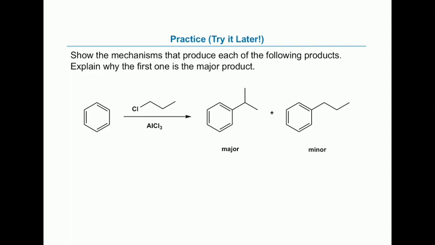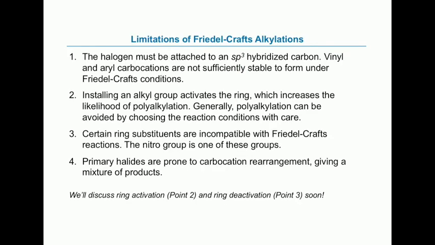So we'll discuss this part through. Draw the mechanism. This is a case where if I tried to do this with this primary, this becomes our major one too. So showing through the actual full mechanism, the benzylic intermediates, and the carbocation migration. So this is the limitation.